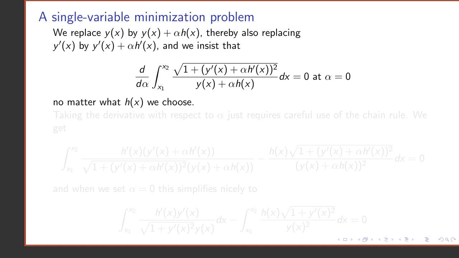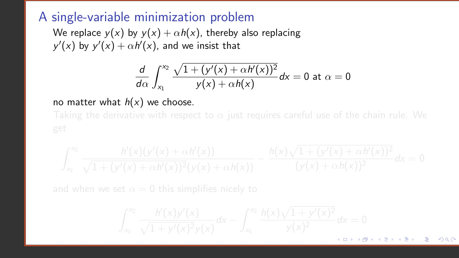But we've got a single variable minimization problem. Having chosen h of x, we're just trying to minimize something with respect to the variable alpha. So we replace y of x by the modified path y of x plus alpha times h of x. And in the process, we also have to replace the derivative y prime of x by y prime of x plus alpha h prime of x.